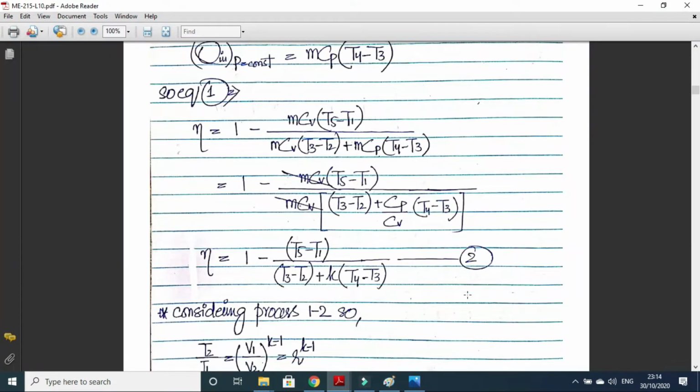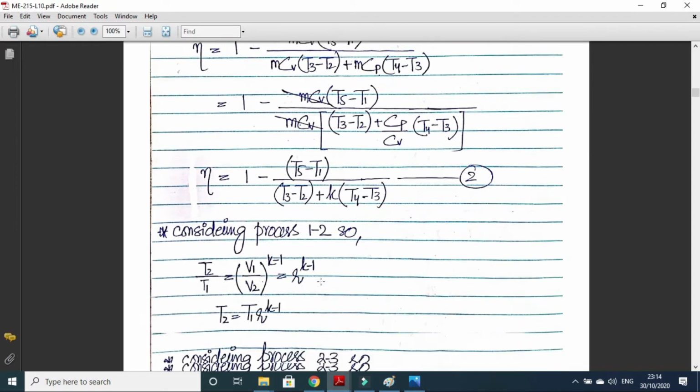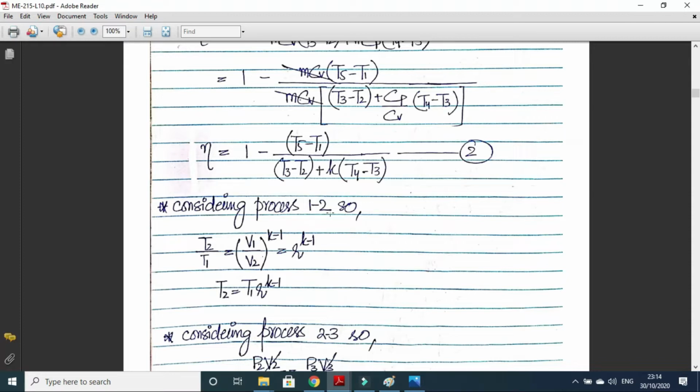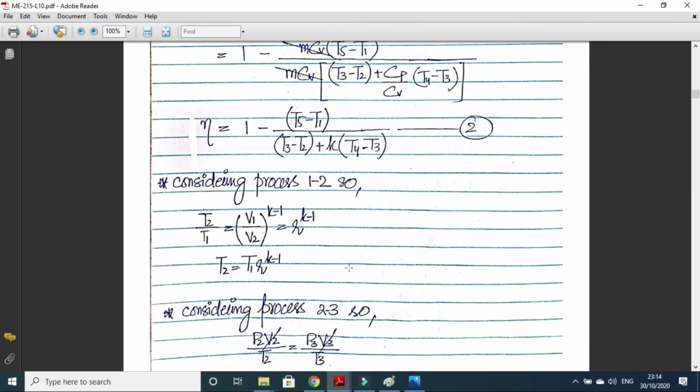Now we will follow the same approach which we adopted during the derivation of thermal efficiency of diesel cycle. That is, we bring all the temperatures in terms of compression ratio, K, cutoff ratio, and pressure ratio. Process 1 to 2 is isentropic compression, so we can use the isentropic relation T2 upon T1 is equal to V1 upon V2 to the power K minus 1. V1 upon V2 is the compression ratio R, so T2 can be written as T1 R to the power K minus 1. So we have represented T2 in terms of T1, R and K.